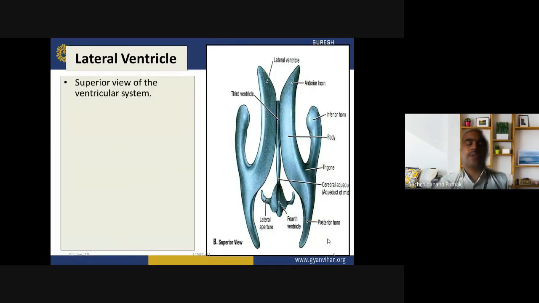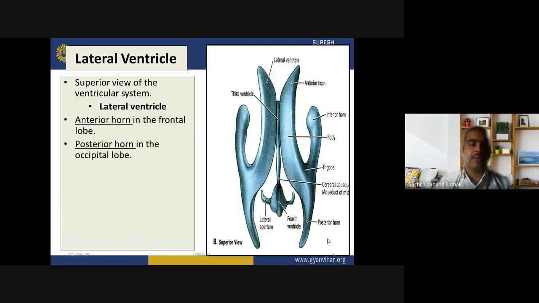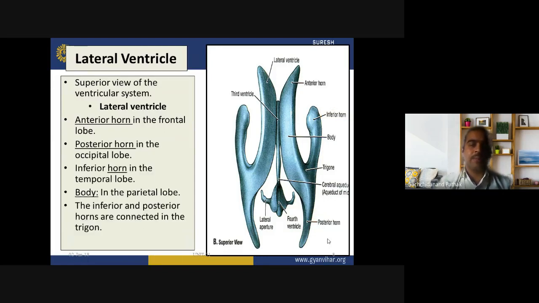Superior view of the ventricular system. Lateral ventricles: anterior horn in the frontal lobe, we know about it, posterior horn in the occipital lobe, inferior horn in the temporal lobe, and body in the parietal lobe, or you can say the center in the parietal lobe. So the inferior and posterior horns are connected in the trigone area.